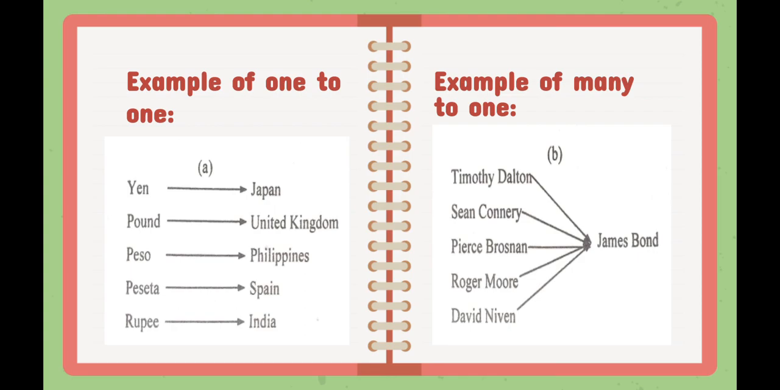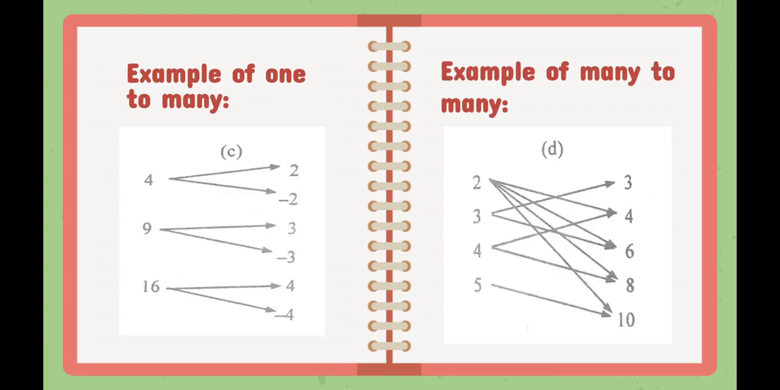So, another example of many-to-one, ito naman po, we have Timothy Dalton, Sean Connery, Pierce Brosnan, Roger Moore, and David Niven. So, ang kapartner nilang 5 ay si James Bond. Iisa lang po ang kanilang partner. So, mula sa marami hanggang sa isa. Yun lang po ang ibig sabihin ng many-to-one. Sa one-to-many naman, baliktad po. Mula sa isa hanggang sa maramihan.